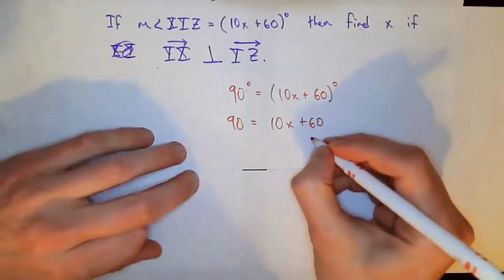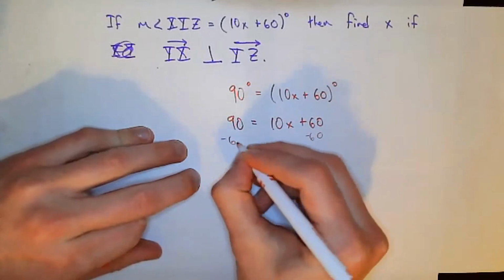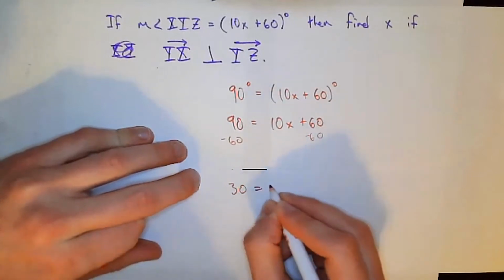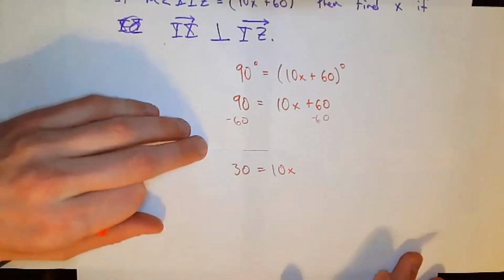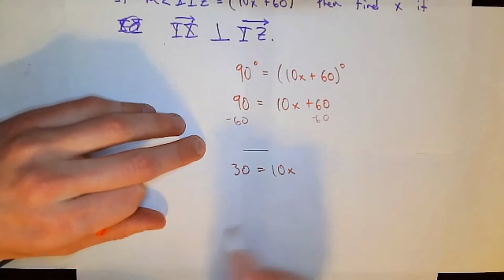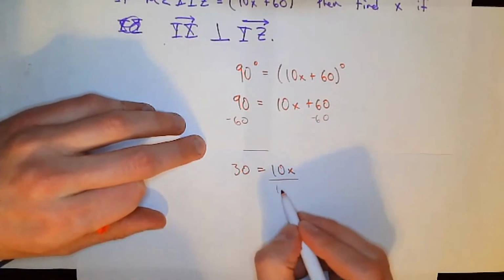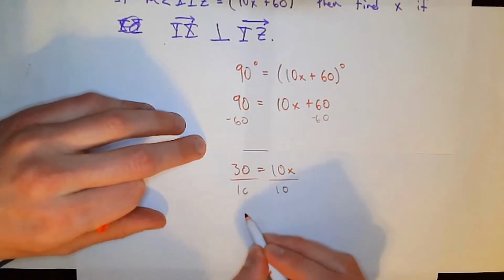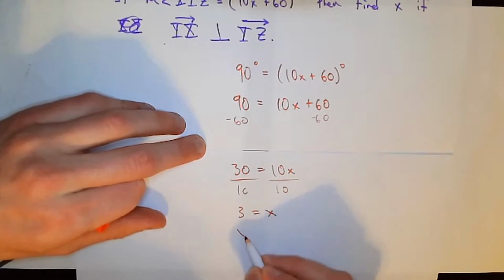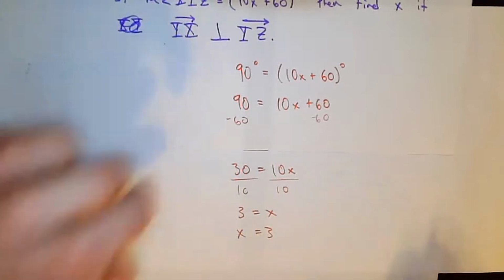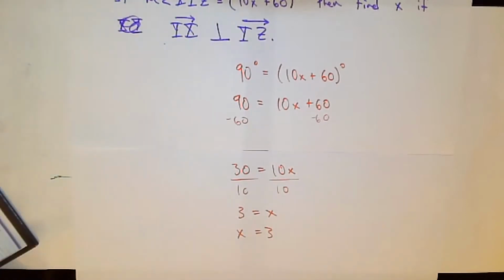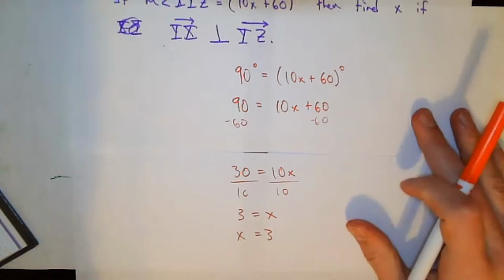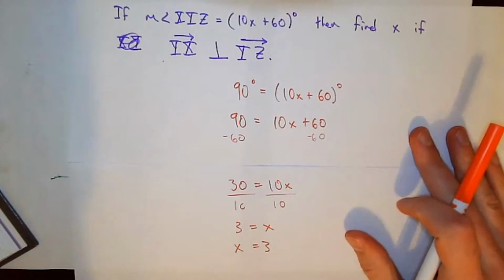I'll go ahead and subtract 60 from both sides, and I'll get 30 is equal to 10x. And then I'll divide by 10 on both sides, and I'll get 3 is equal to x. In other words, x is equal to 3. That's it. Cool. So that's just like a nifty little problem that can be set up.